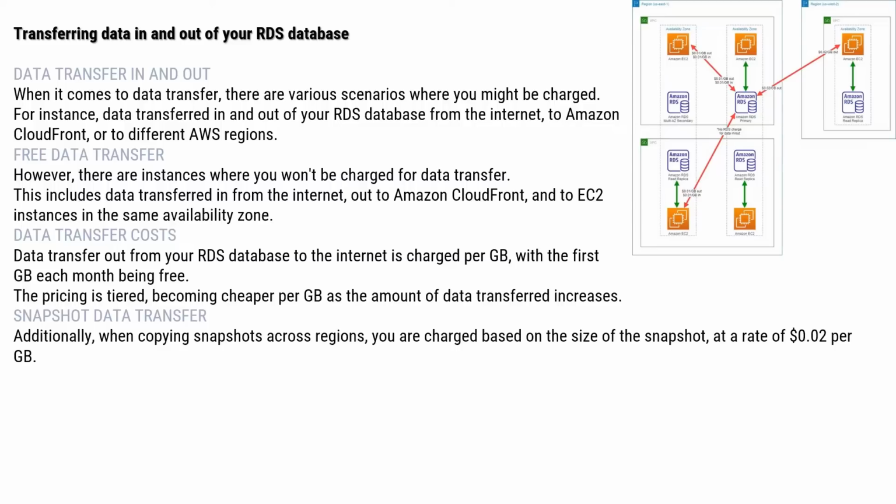These include data transferred in from the internet, out to Amazon CloudFront, and to EC2 instances in the same availability zone. Data transfer out from your RDS database to the internet is charged per GB, with the first GB each month being free. The pricing is tiered, becoming cheaper per GB as the amount of data transferred increases. Additionally, when copying snapshots across regions, you are charged based on the size of the snapshot at a rate of $0.02 per GB. Understanding the intricacies of data transfer cost is crucial for managing your RDS database efficiently. Stay informed to optimize your data transfer expenses.